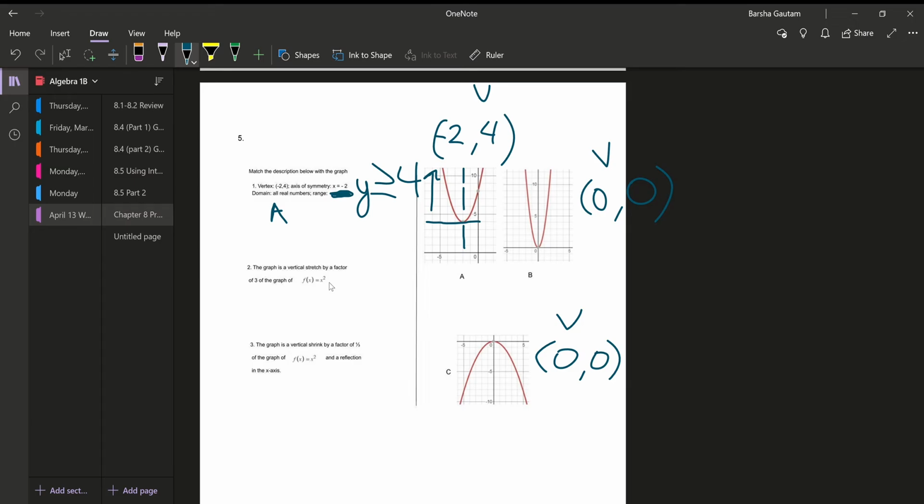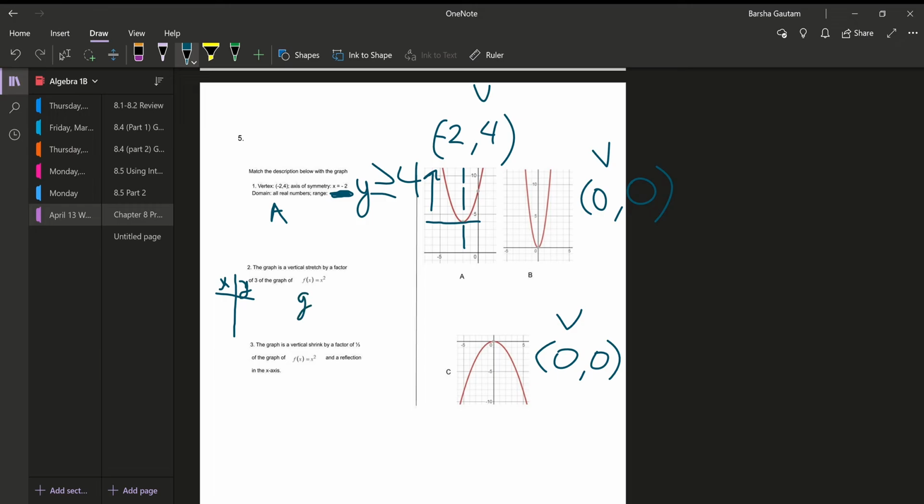What would really help with this one is to just make a table, right? So let's make an XY table here. Okay. So for this one, let's figure out what values we could put in here. And before we do that, if you have a vertical stretch by a factor of 3, what would your new equation look like? It will look like this, right?